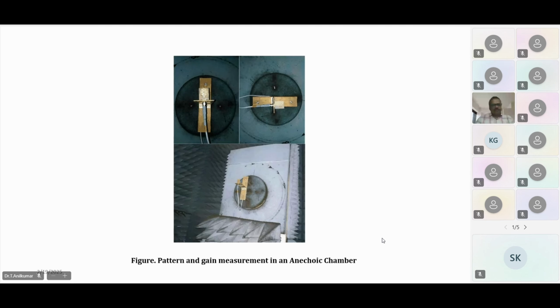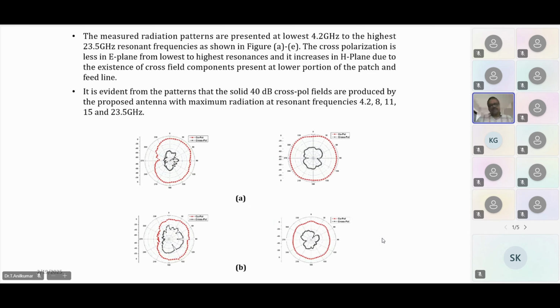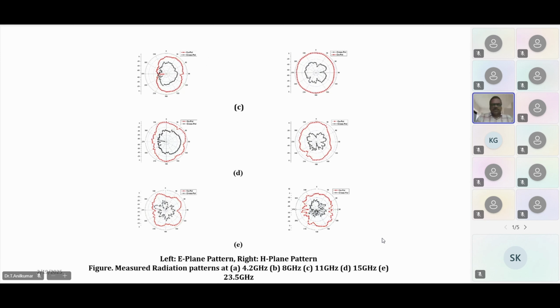Next. These are the radiation patterns across the bandwidth, and the gains are taken at 4.2, 8, 11, 15 and 23.5 GHz. So a huge bandwidth. The wideband fractal antenna has been proposed. Next. The bandwidth ratio in this particular antenna is 1:8.4. Next.